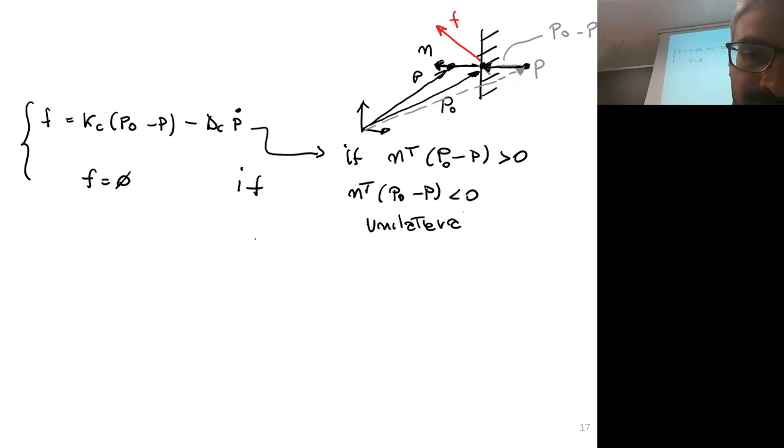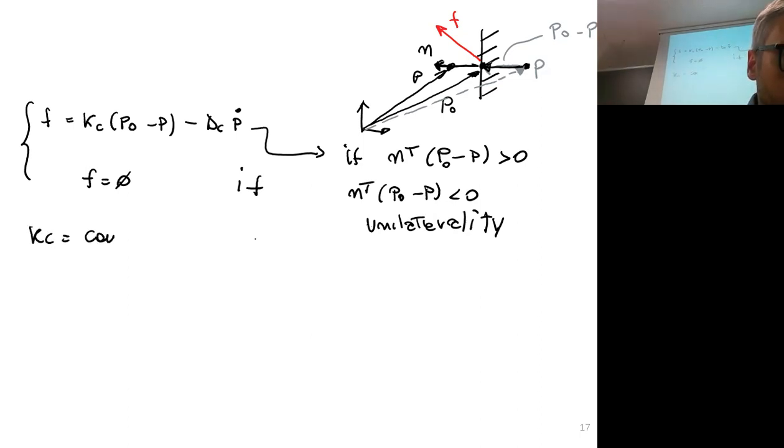That we couldn't deal with in the previous case. So in the previous case, since we were enforcing an equality constraint, we needed to have bilaterality. Otherwise, we would have used inequality constraints. But in this case, it's very simple.